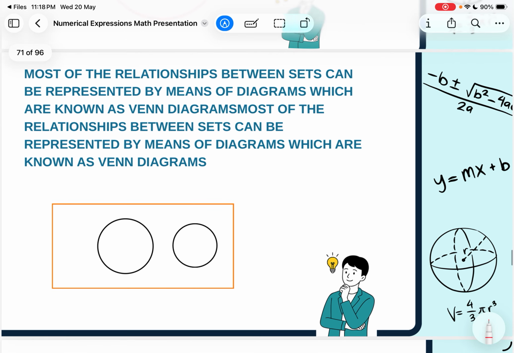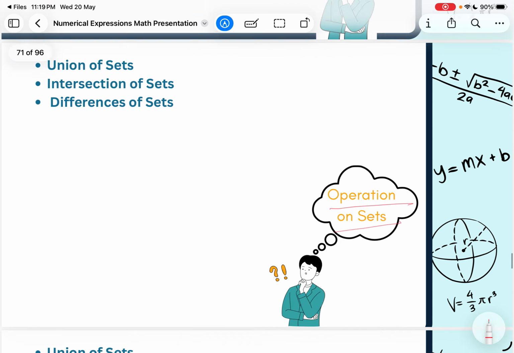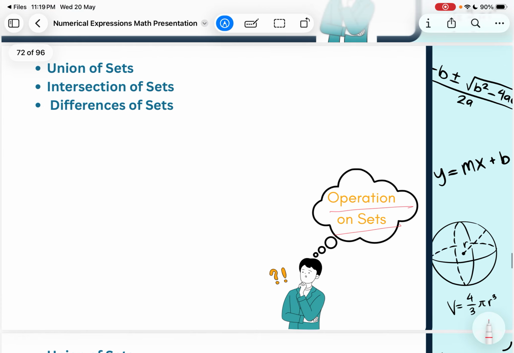Next, the definition: most of the relations between sets can be represented by means of diagrams, which are known as Venn diagrams. So when we represent the relation of sets in diagrams, that is called a Venn diagram. So this is the same thing, right?